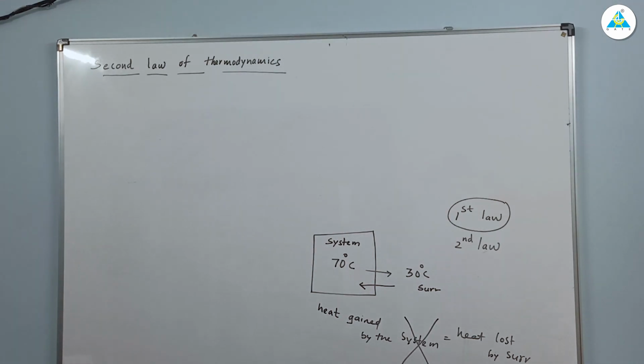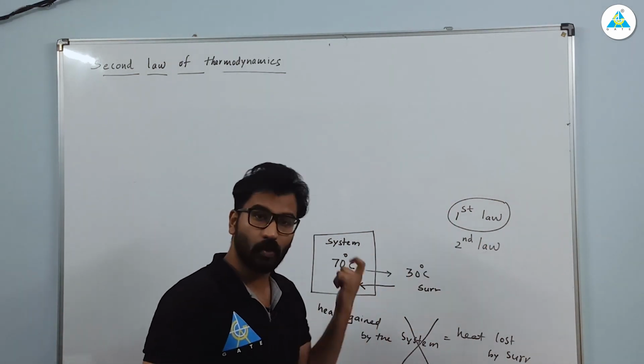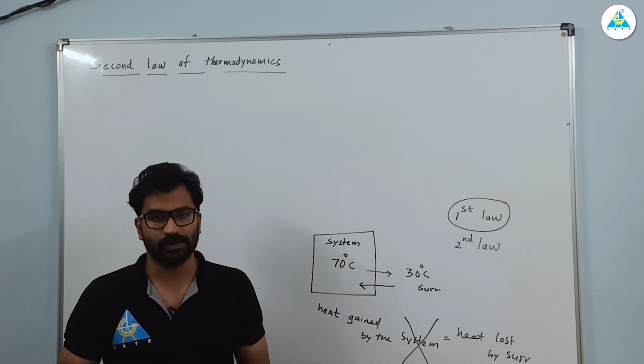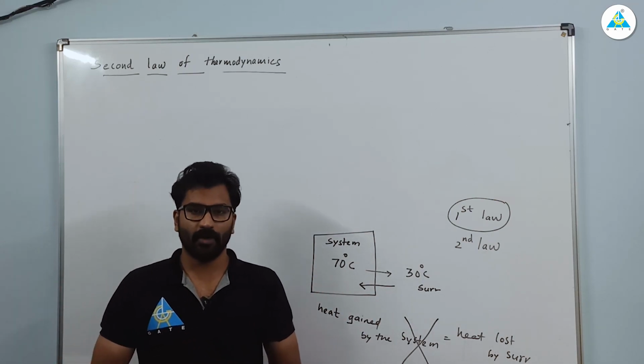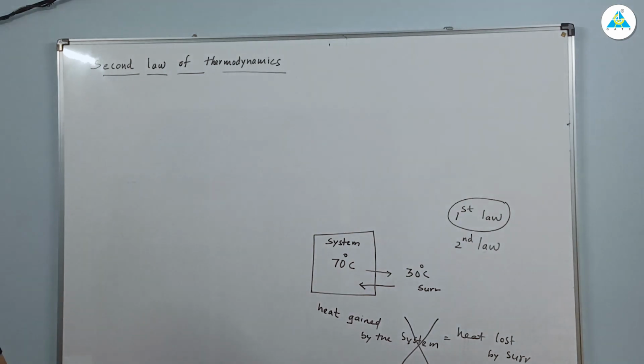But we need something. Due to this particular reason, we need the second law, to give an idea about the direction of a process. As we already said, a process will happen only if it satisfies both first and second law. Clear? I hope that part is clear.